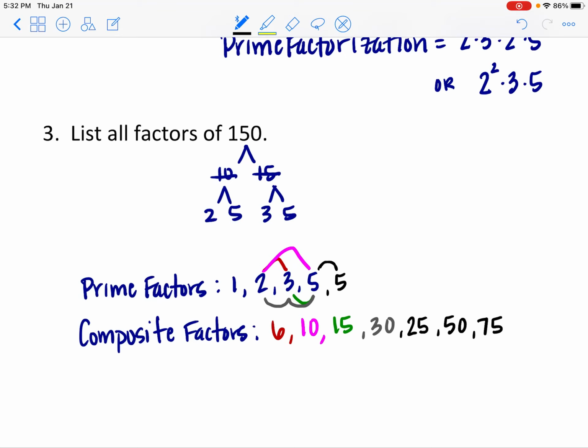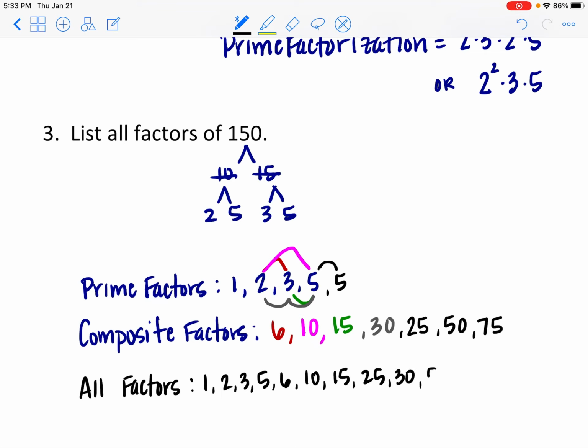So if I said list all of the factors, so all factors, we're just going to consolidate our lists here. So we've got 1, 2, 3, and then we're going to go 5, 6, 10, 15, 25, 30, 50, 75, and then let's not forget the number itself, which is 150, and that really should have been on this list as well. Okay, so there it is.